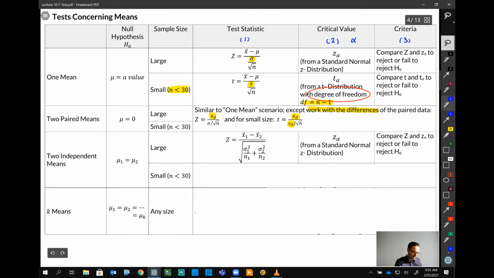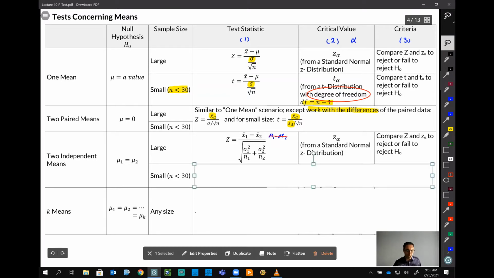Mu1 minus mu2, but because of our hypothesis, it becomes 0. And combining the standard deviation has this formula, which again, we don't get to the algebra where it comes from. If you are interested, you can easily find it. It's easy, it's available on the internet. And everything else is the same.